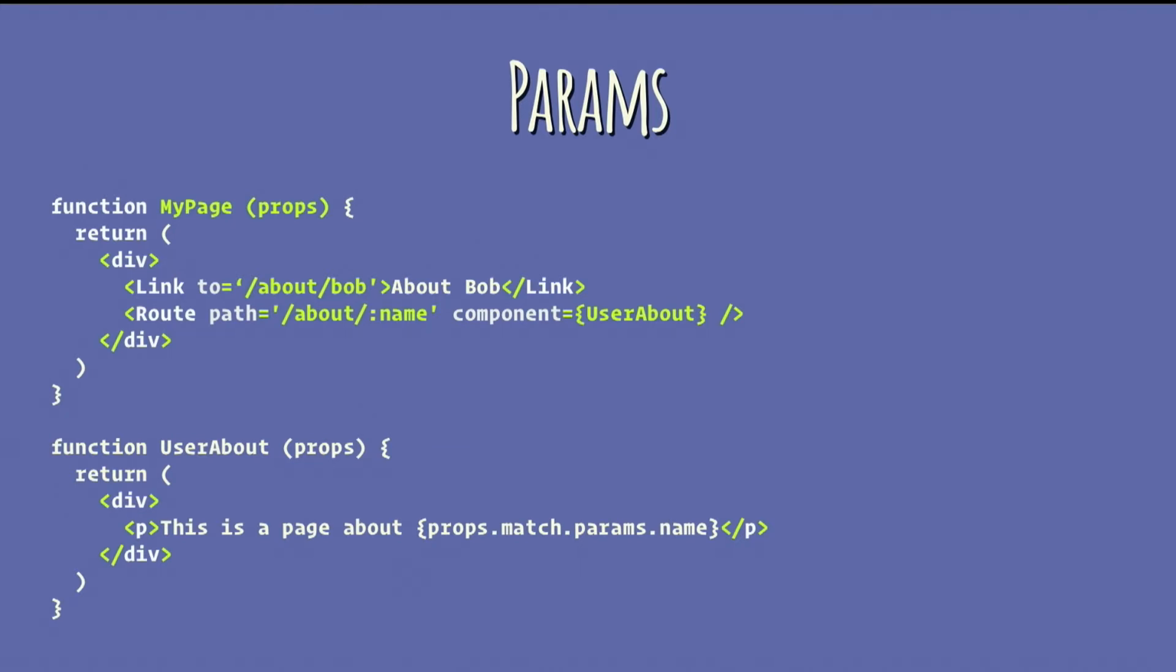So that link, /about/Bob, matches that route. So somehow from within the resulting page, we need to be able to find out that name was Bob. And this is how you do it.